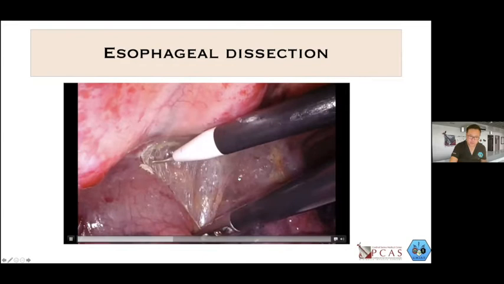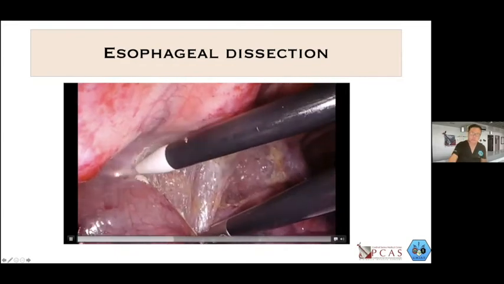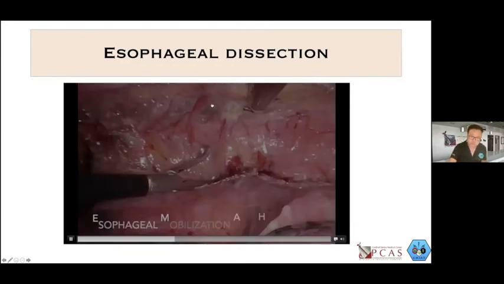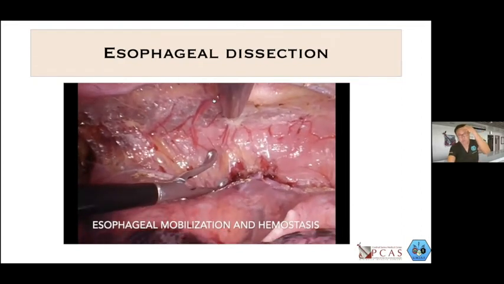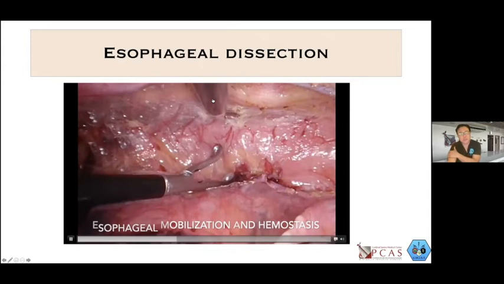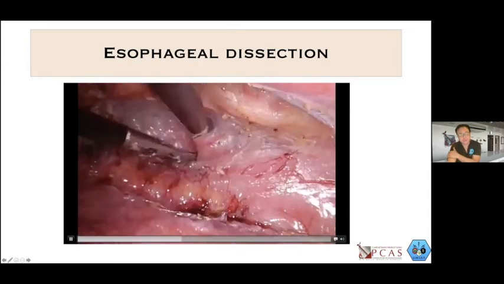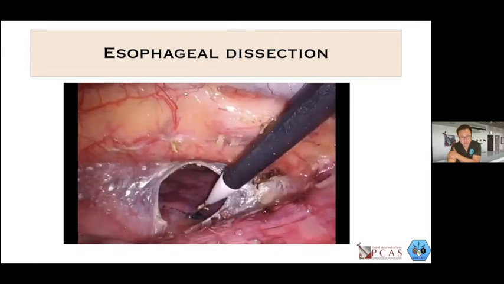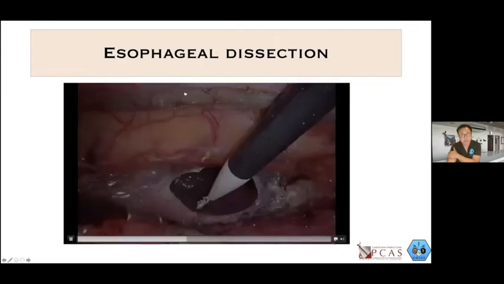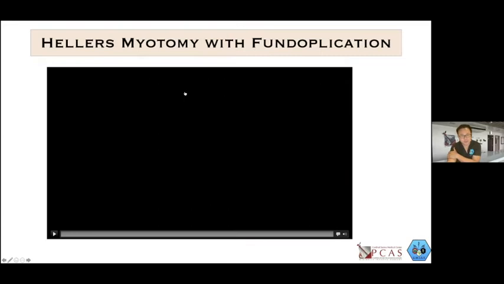So dissection of that esophageal area, this is now your spine. So the spine is on the superior level of your screen. So dissection is done under direct vision, creation of that space in between. So that's the pleura, that's the left side now, left lung.